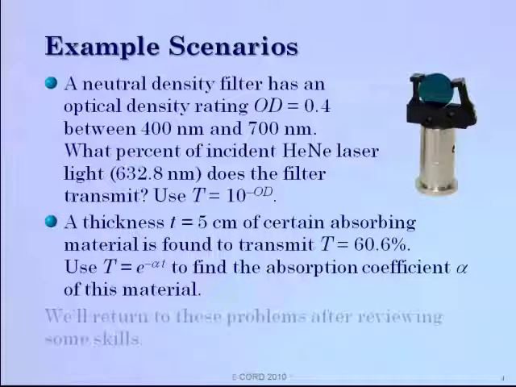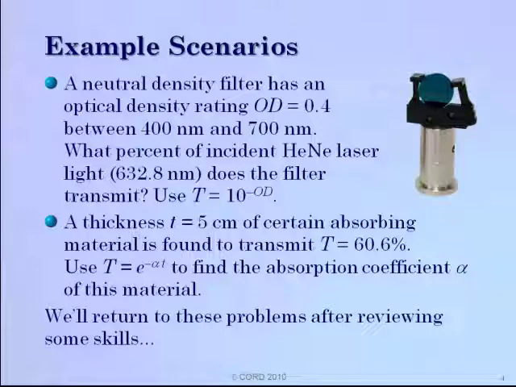Or if we have a thickness of certain absorbing material that's found to transmit 60.6% of the light, we can use T is equal to e to the minus alpha t to find the absorption coefficient of this material, that alpha value. So we'll return to these kinds of problems after reviewing some of the concepts in this module.